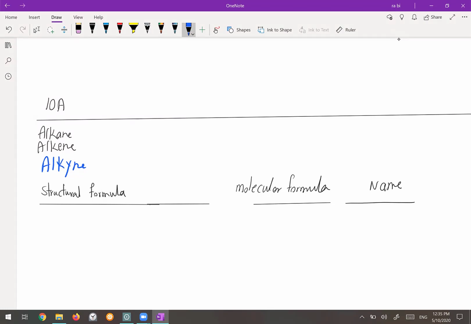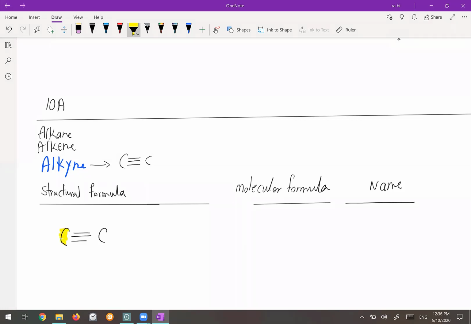The first member of the alkyne homologous series must have two carbons, because you know that in the alkyne we have a triple bond between the carbons, at least one triple bond between the carbons. So the first member must contain two carbons, with a triple bond between them. Now we have to put the hydrogen for each of these carbons.